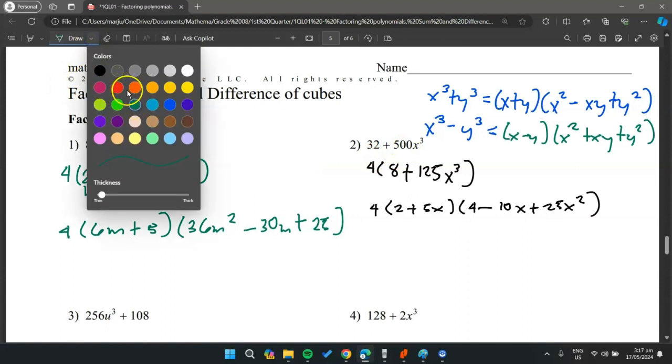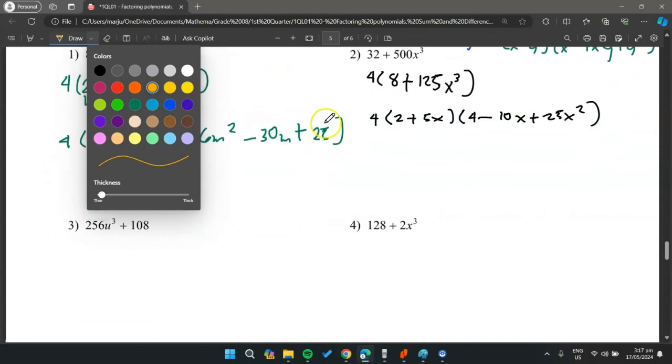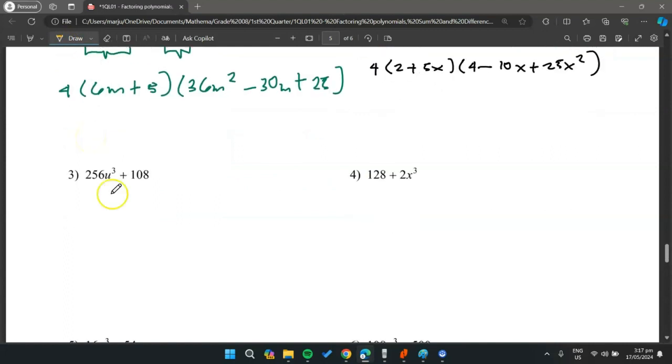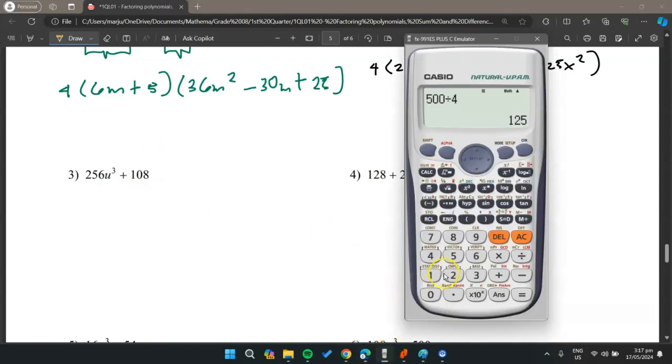Let's do number 3 this time. Again, we have here a sum of two cubes. So we have 256. Is 256 a cube number? This is not, so as 108, right? So let's try again. 108.